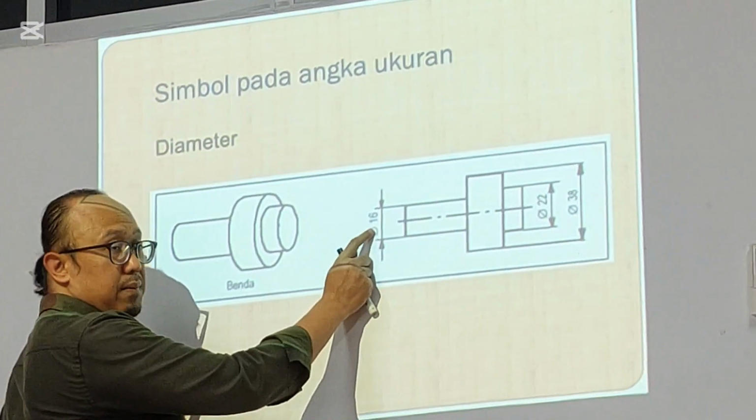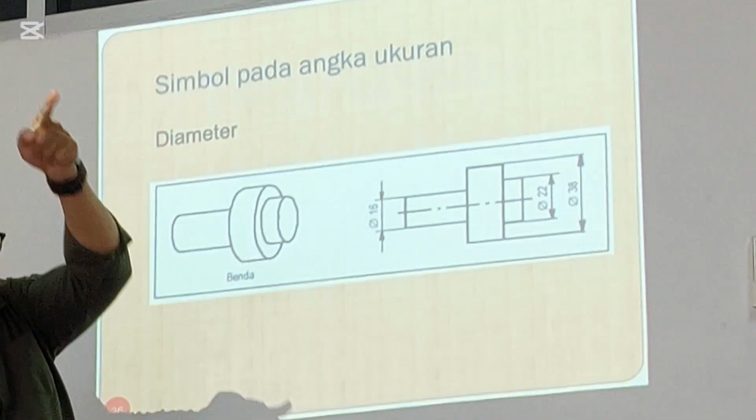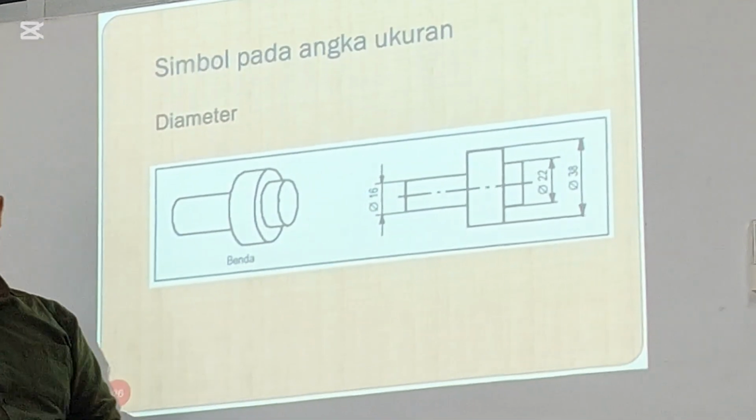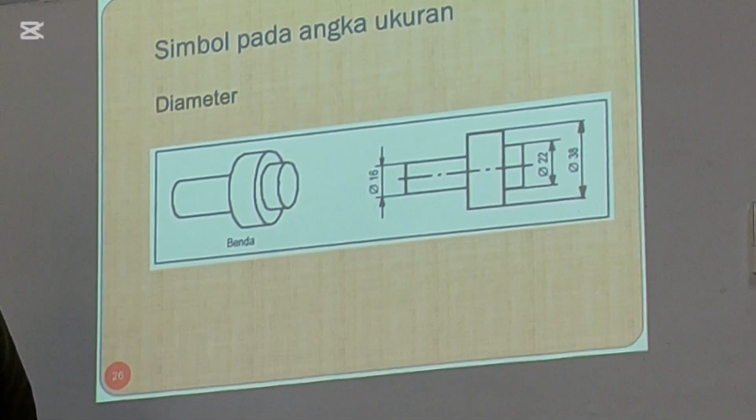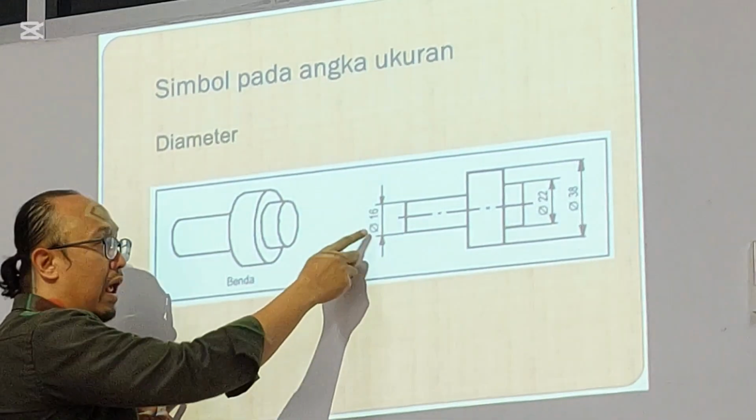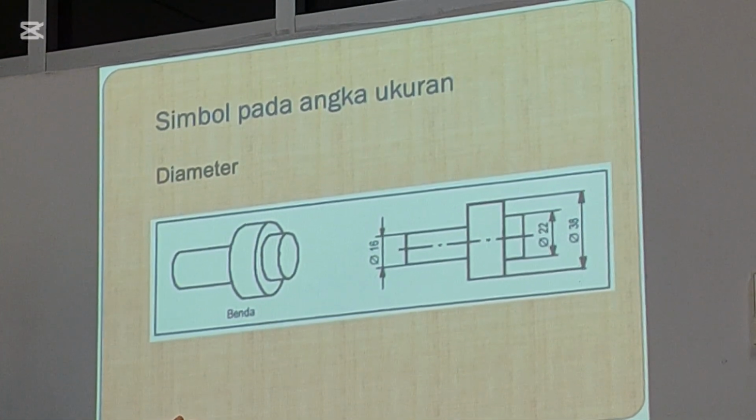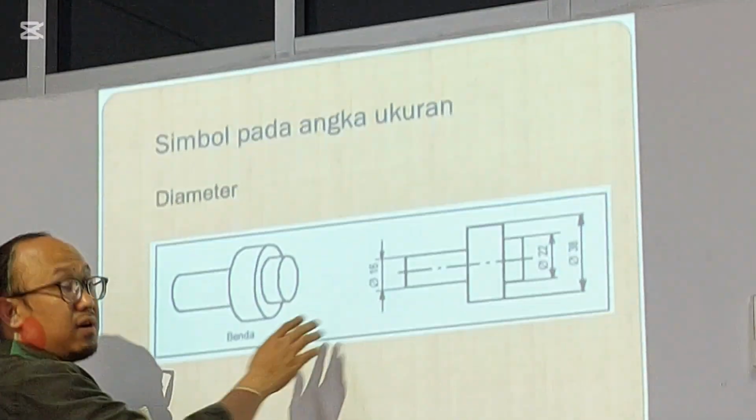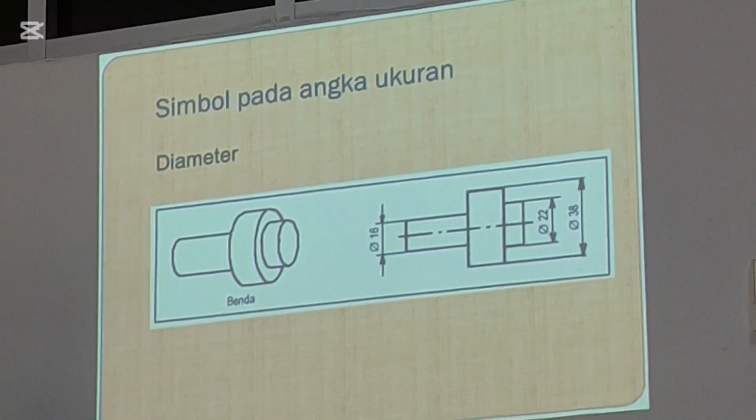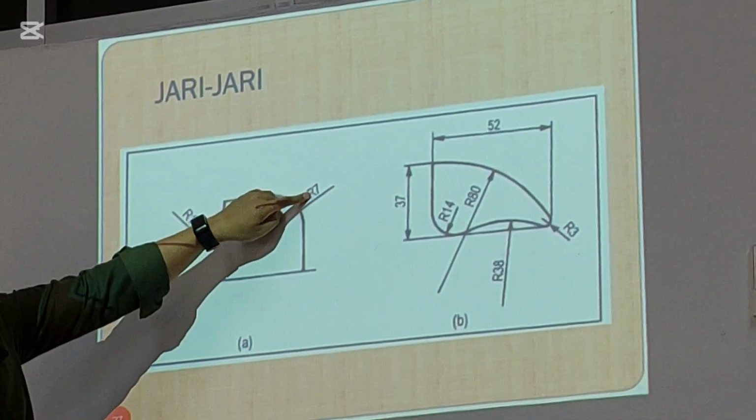Also for the diameter, you can use this symbol, circle, then dash, and you can also add the letter D. It means the diameter. You can use this one if you like. You can also use just the letter D. It means the diameter. For the radius, you just put the letter R. It means using radius like this. This is for the radius.